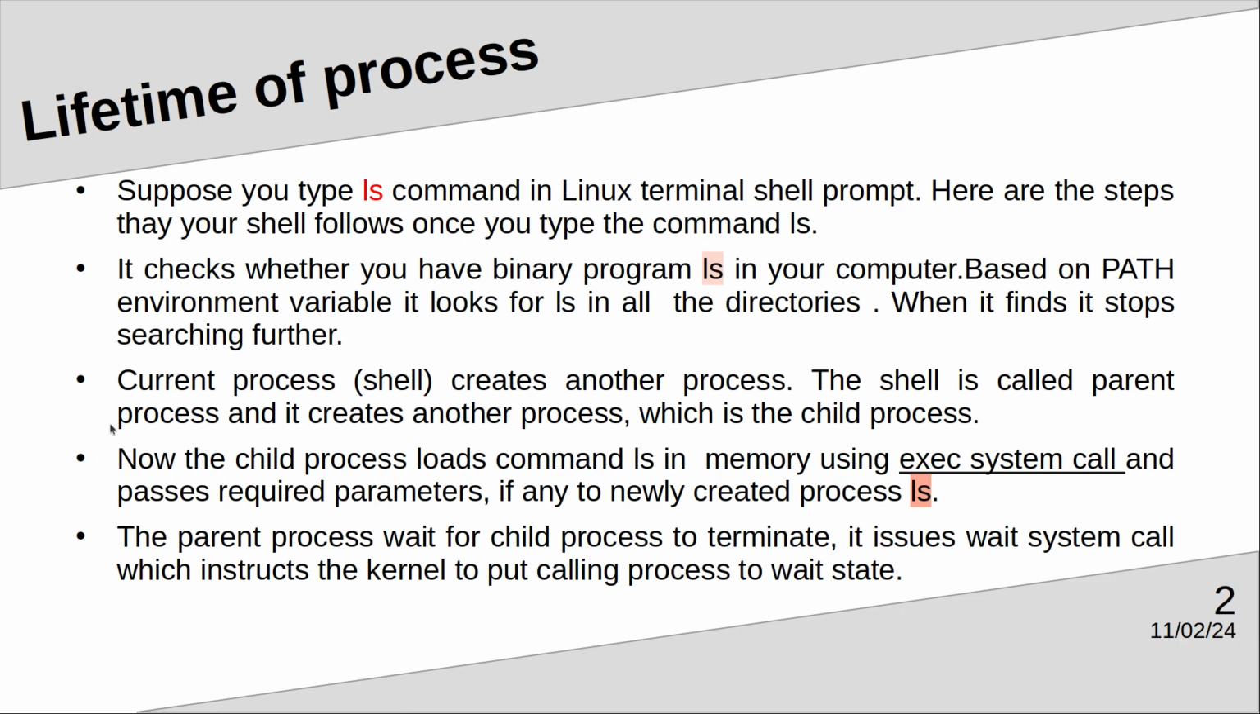So the current process, the shell, creates another process. The shell is called the parent process and it creates another process, which is nothing but the child process. So the ls command is called the child process and your main shell prompt is the parent process. Now the child process loads the command ls in memory using the exec system call and passes the required parameters, if any, to the newly created process ls. The parent process waits for the child process to terminate.